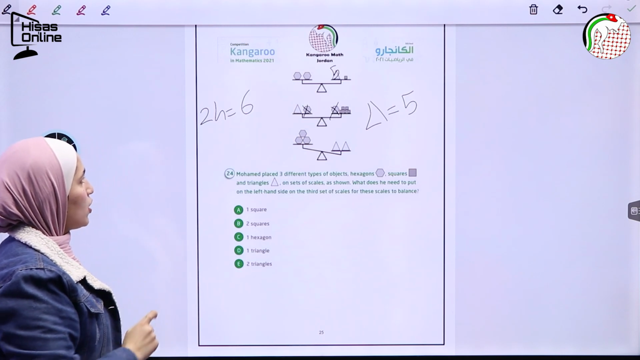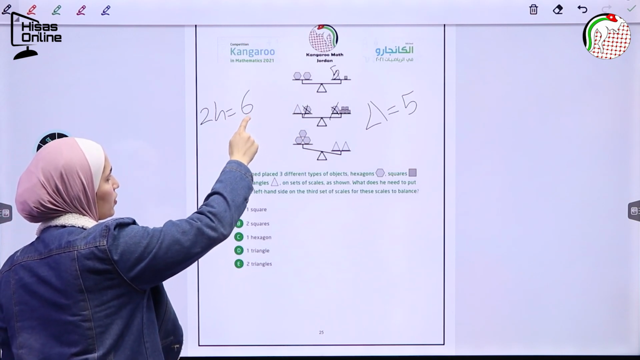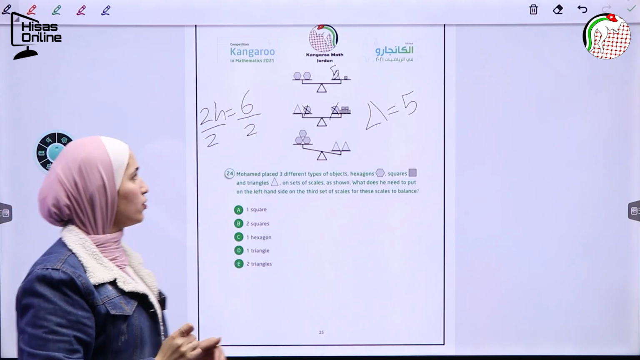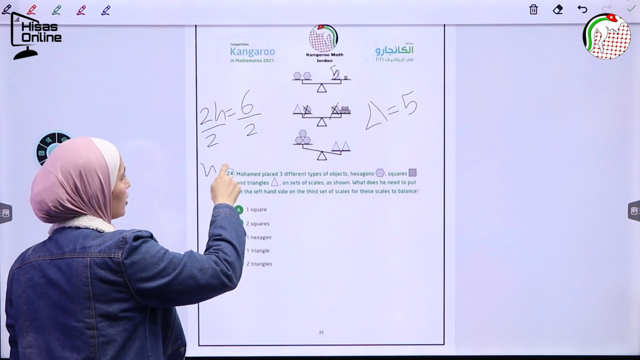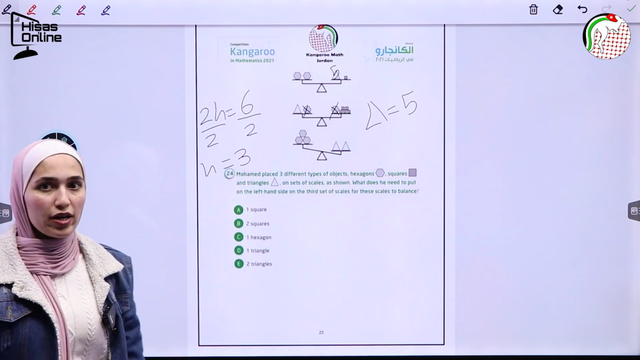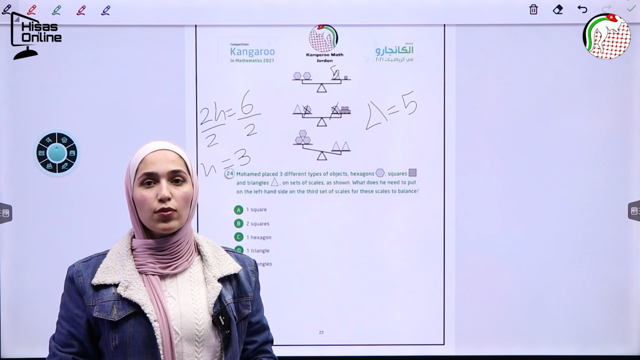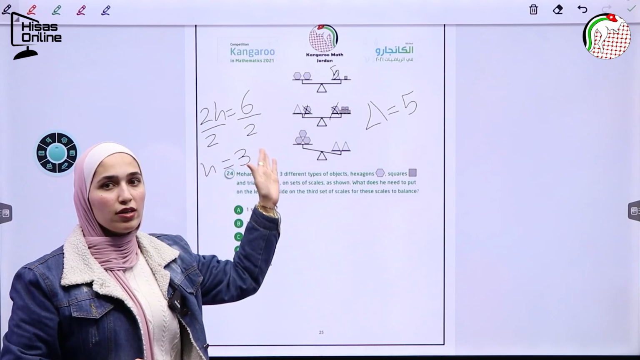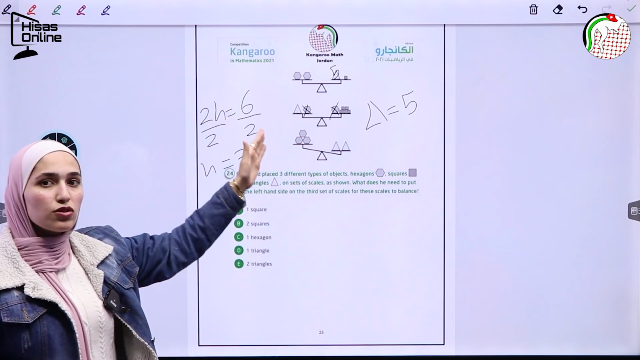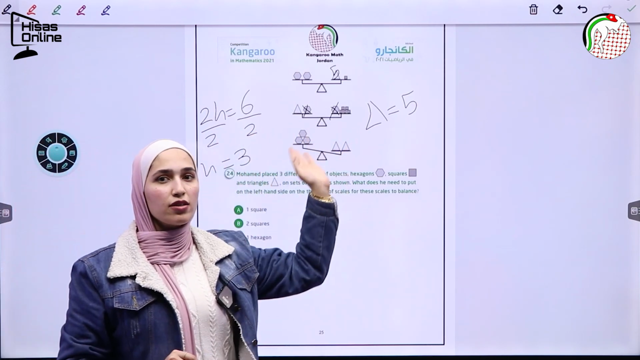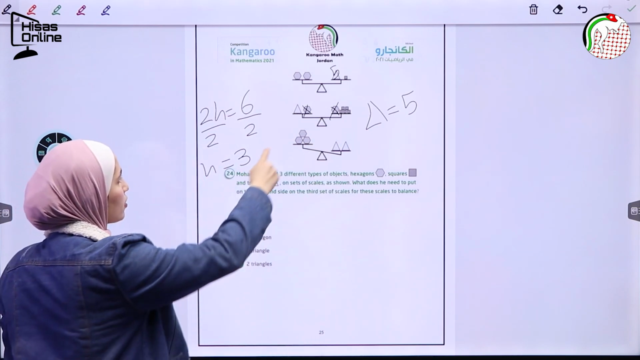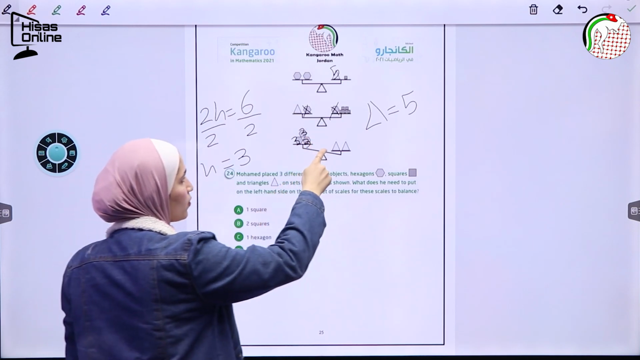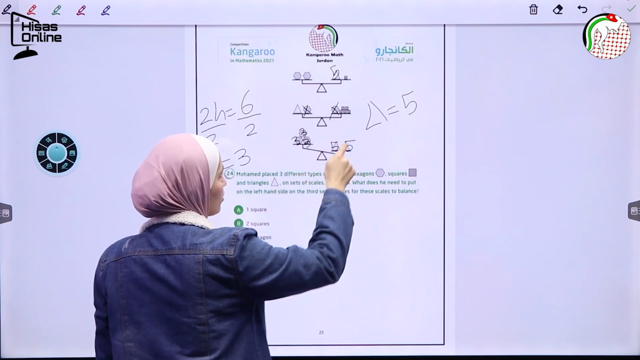6 squares. So if we divide these 6 squares by 2 to find the weight of 1 hexagon. So 1 hexagon equals 3 squares. So the weight of one hexagon equals the weight of 3 squares. If we replaced each hexagon, by squares, and each triangle here by squares. So hexagon, 3 squares, 3 squares, 3 squares. One triangle, 5 squares, 5 squares.